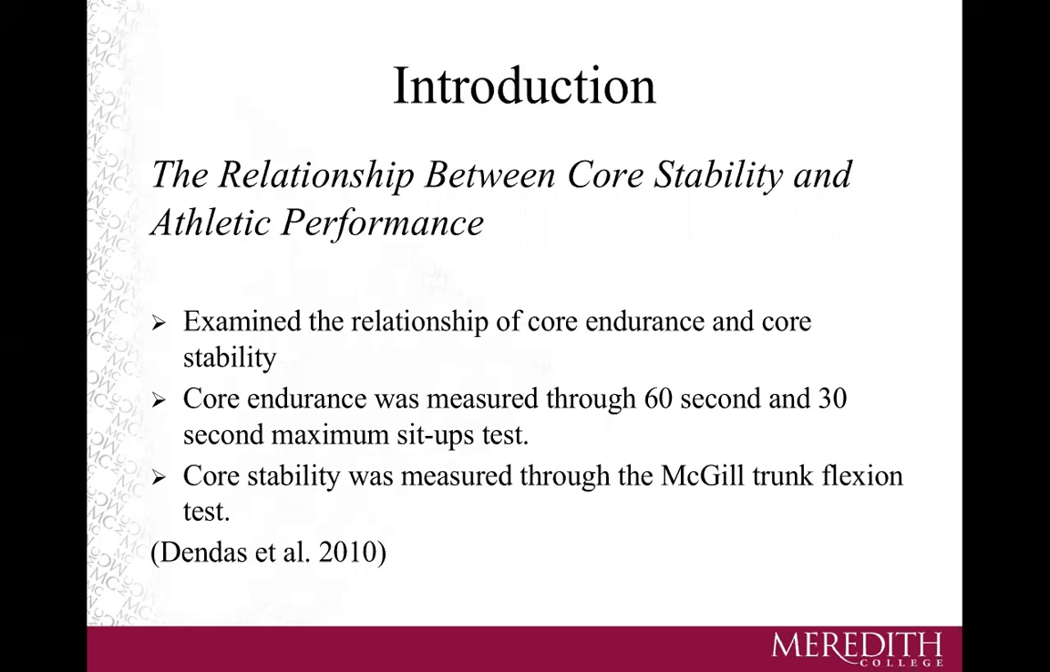Moving on to the second study, this is the relationship between core stability and athletic performance. This study examined the relationship of core endurance and core stability. Core endurance was measured through a 60-second and 30-second maximum sit-up test. These tests basically just record the amount of sit-ups an individual can do within the stated time limit. Core stability was measured through the McGill trunk flexion test, which, as we stated before, is a static isometric contraction of the interior muscles, which stabilize the spine until the individual exhibits fatigue and can no longer hold that assumed position.